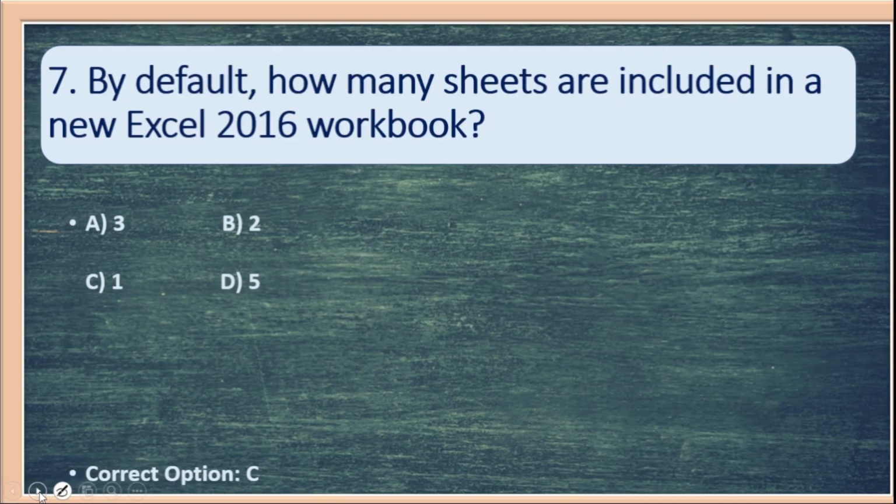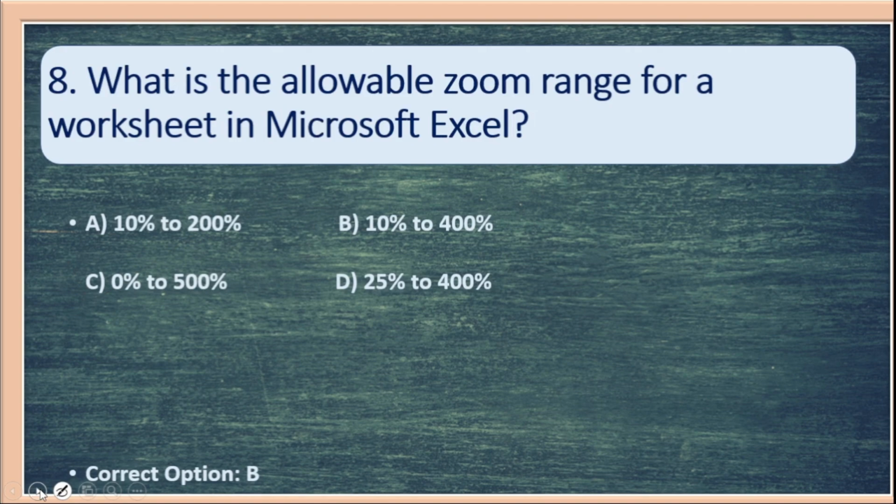By default, how many sheets are included in a new Excel 2016 workbook? 3, 2, 1, 5. Answer is C, 1. What is the allowable zoom range for a worksheet in Microsoft Excel? 10% to 200%, 10% to 400%, 0% to 500%, 25% to 400%. Answer is B, 10% to 400%.